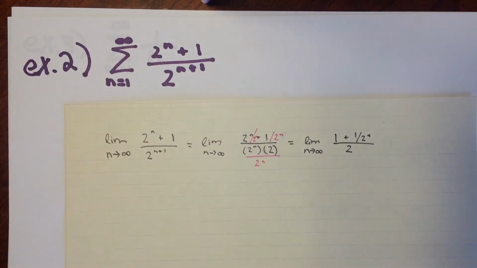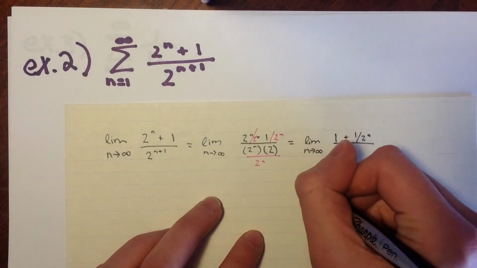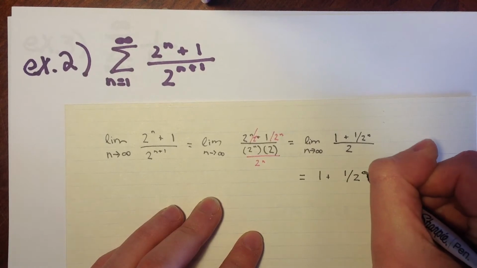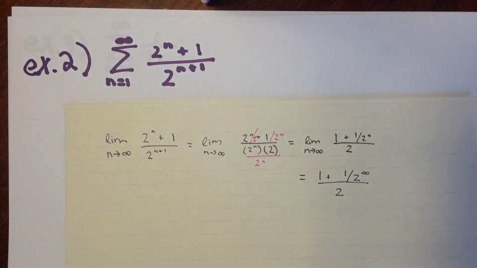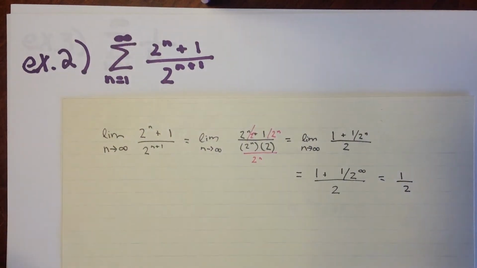I can say what happens when I actually plug in infinity for n. I don't know what 2 to the power of infinity is, but I do know that it's a very, very large number. And 1 over some number that's approaching infinity is always 0. And so that leaves me with 1/2, since I have 1 plus 0 over 2, which reduces to 1/2.